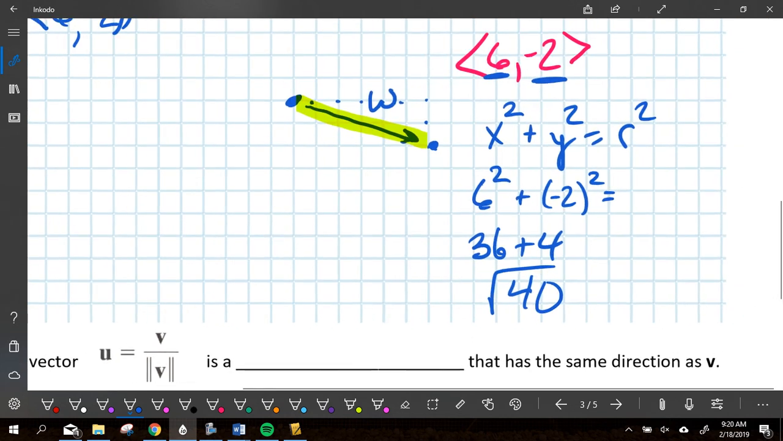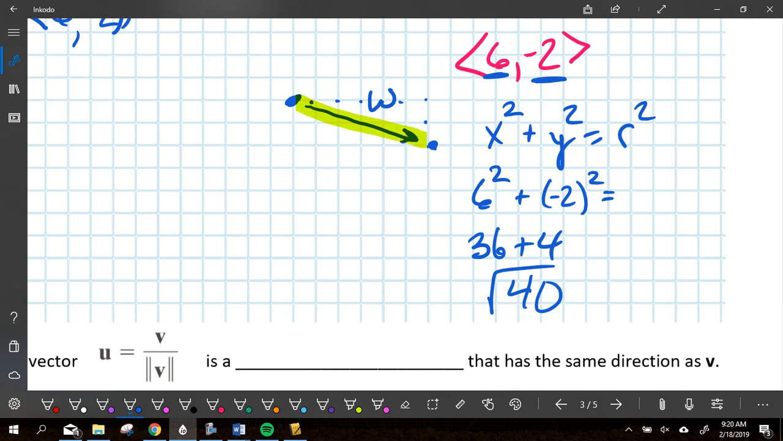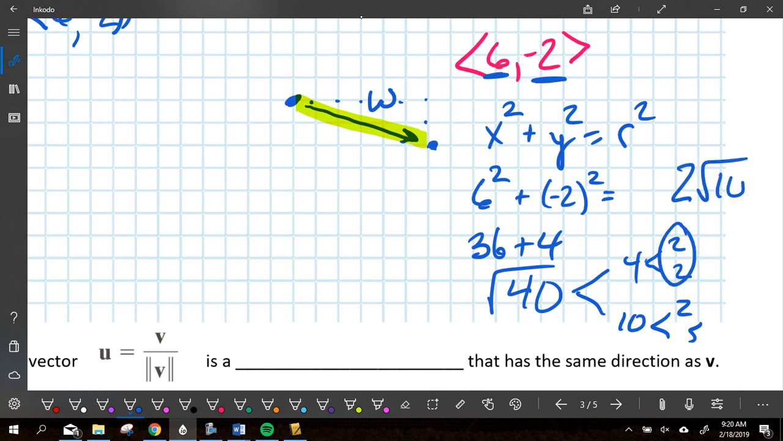If you were to simplify the square root of 40, show me with your fingers, what number would be on the outside of the radical? 40 breaks into 4 and 10. 4 breaks into 2 and 2. 10 breaks into 2 and 5. And so my answer is 2 square root of 10. That right there, that is the magnitude of W. That is how wide or how long the W vector is. It's the magnitude.